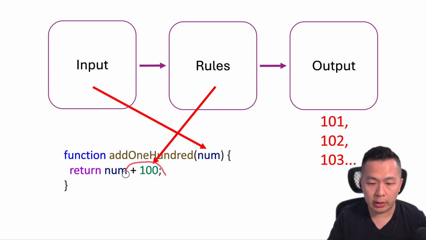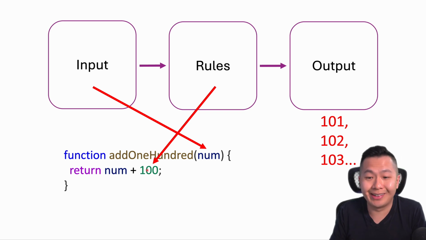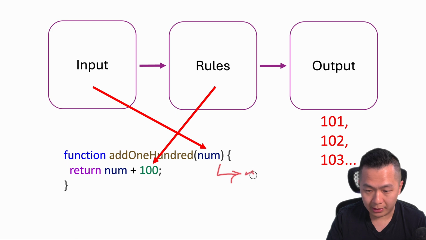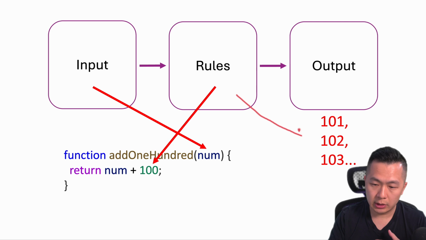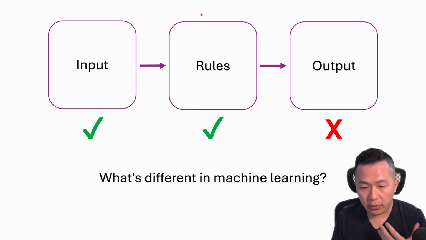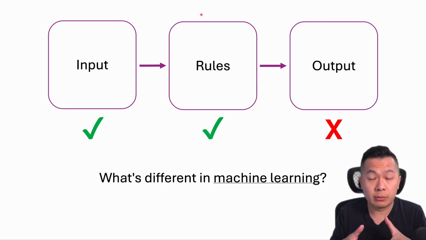You can change the 100 to something else, which will technically be introducing a bug in your code, or you can add another parameter, maybe num2. The point is you can directly change the rules to affect the output. So then, what is different in machine learning?